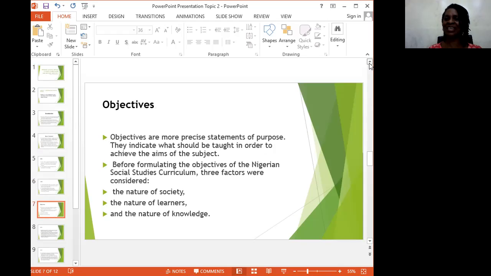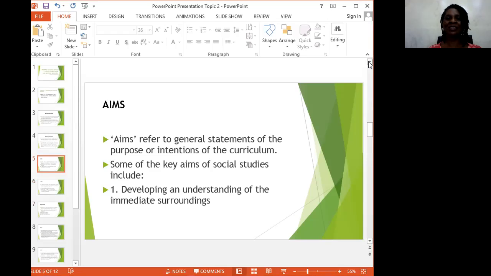I'll take the aims again. Quickly, we said aims are what? They are generalized statements. A general statement of what? Purpose or intentions that you have in drawing up a curriculum. Then some of the key aims of social studies are what?